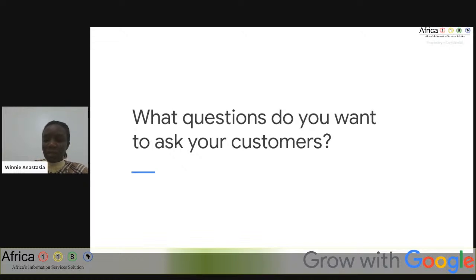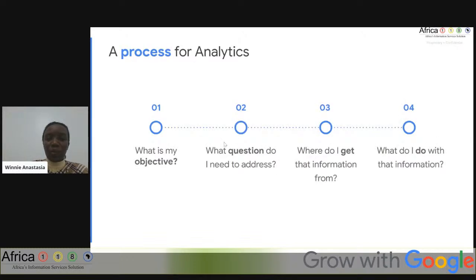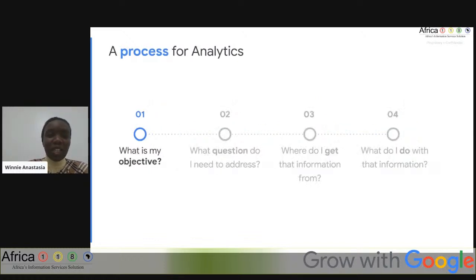Some of the questions you would want to know about your clients would be, what is my objective? What questions do I need to address? Where do I need to get that information from? And what do I do with that information? So once you have outlined your objective, you need to know what kind of questions you need to ask to achieve that objective. Where do you get that information from? And lastly, once you have the information, what do you do with it?